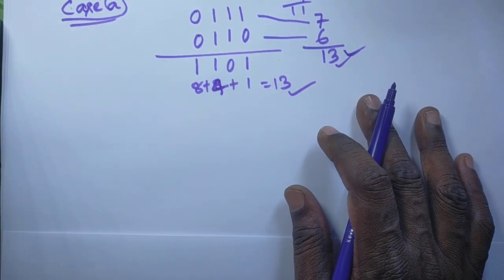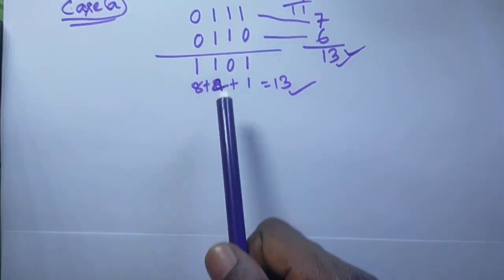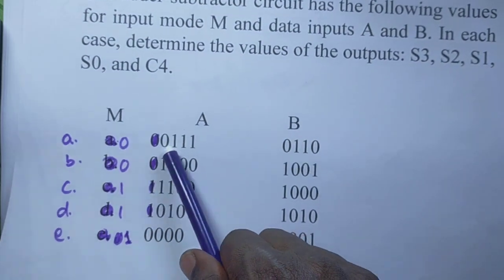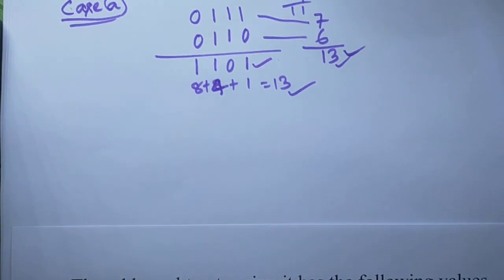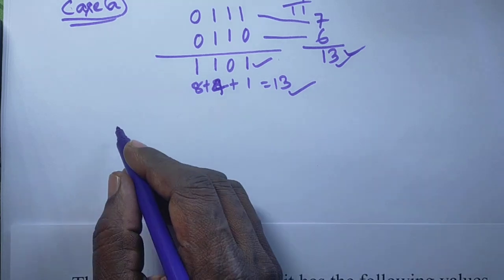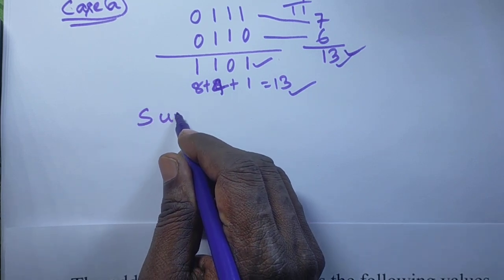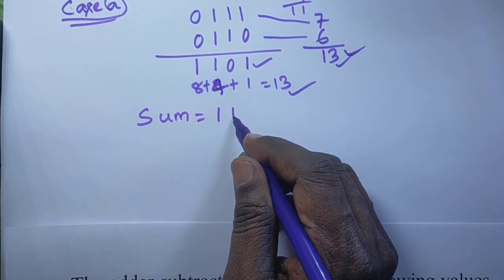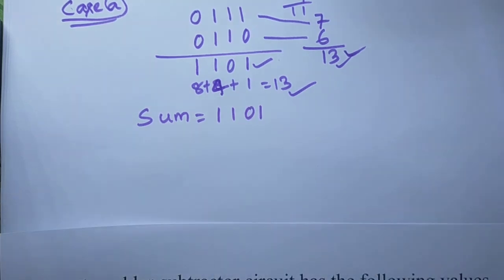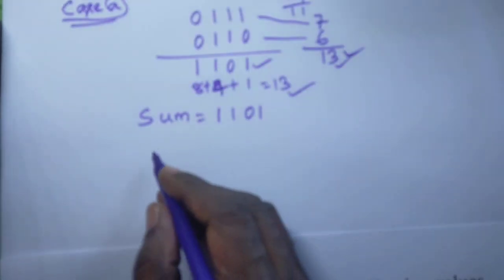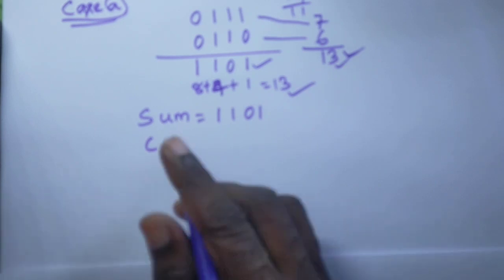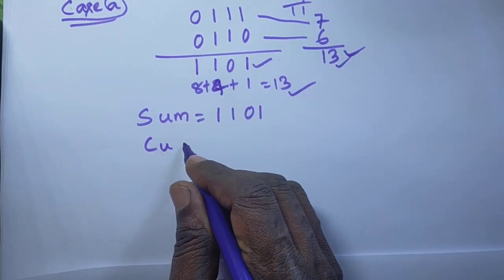So it is correct. Okay, so in mode 0, the sum of the two numbers is 13. So this sum of two binary numbers is correct. There is no problem. So we can write here that the sum is equal to 1101. Another thing, you see here the carry bit C4, or Cu, whatever you can call it, carry unit we can write.